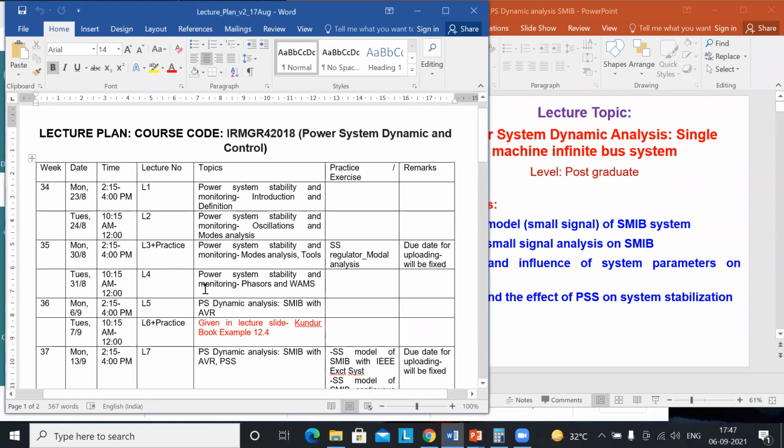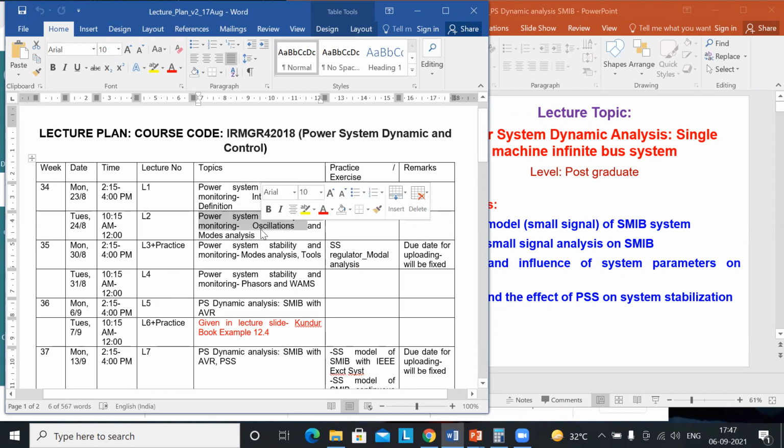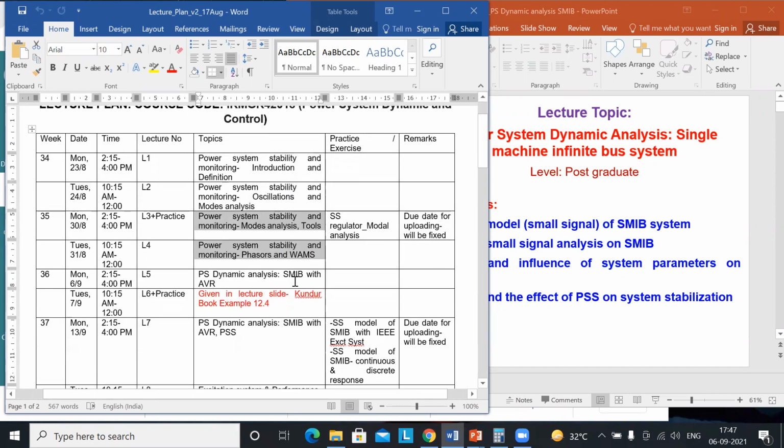So today we have this topic. This is about the dynamics of the power system, and we have already covered what stability is, then the introduction, and then wide area monitoring, and the different tools which we have for monitoring. It's basically related to stability monitoring.